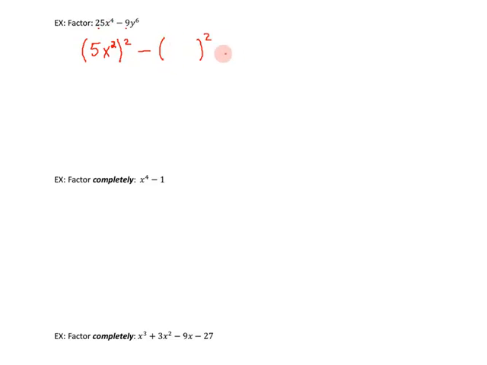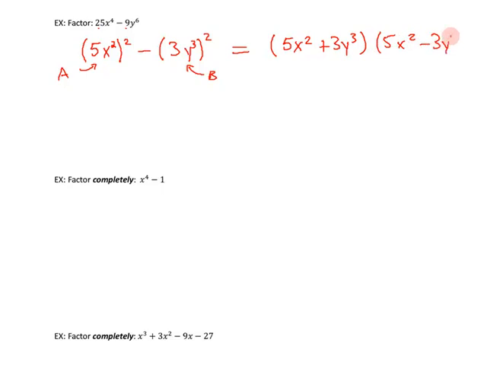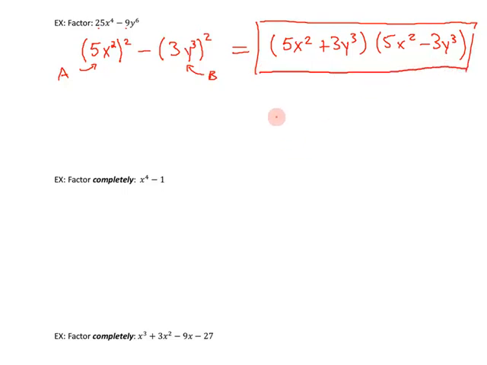What can you put inside here? I know I can put a 3, because 3 squared is 9. All right, y to what power, then squared, gives me y to the 6th? The answer is 3, because 3 times 2, right, when you raise a power to a power, you multiply, gives me 6. So here's my a, here's my b. It factors into a plus b, a minus b. So 5x squared plus 3y cubed times 5x squared minus 3y cubed. Multiply that out, you get the original problem just as a check, but that is our final answer on that example.